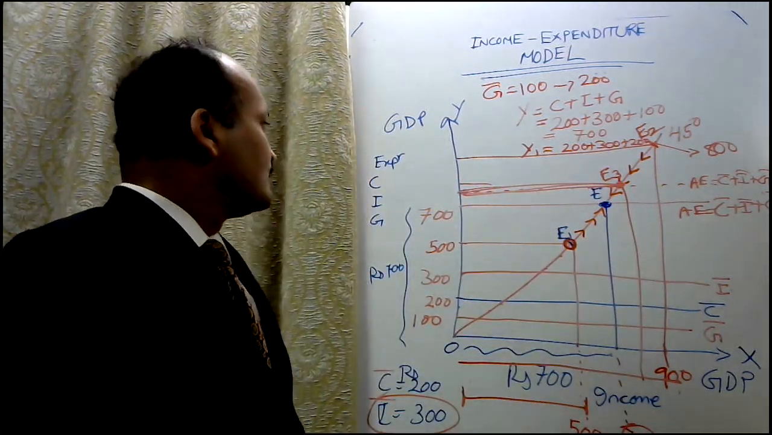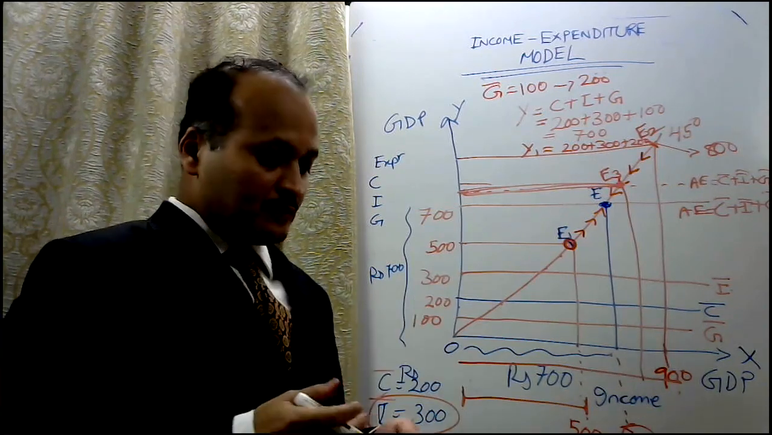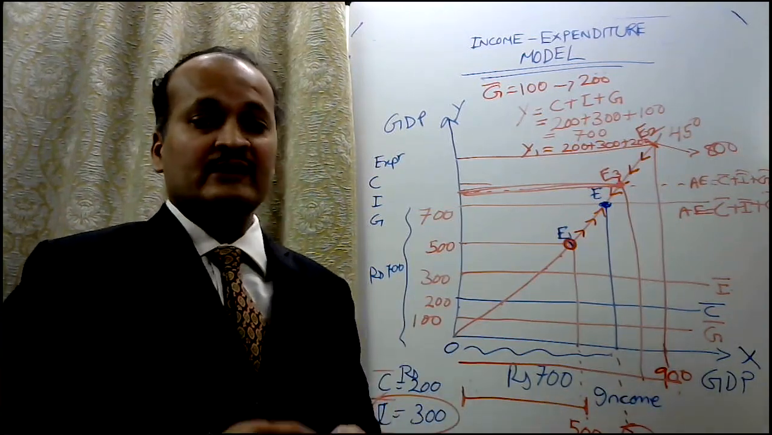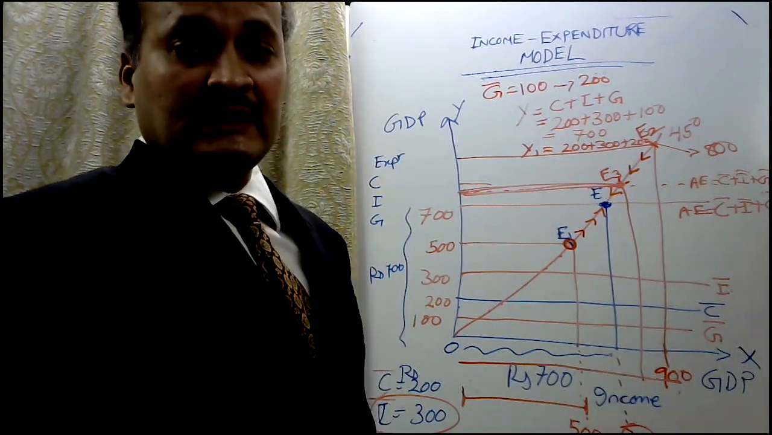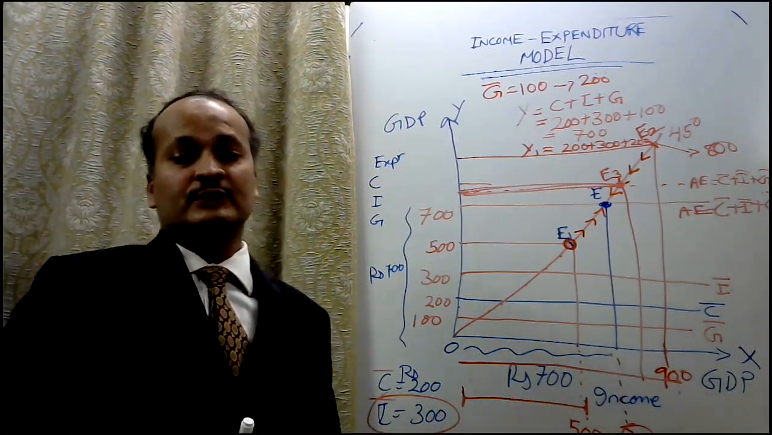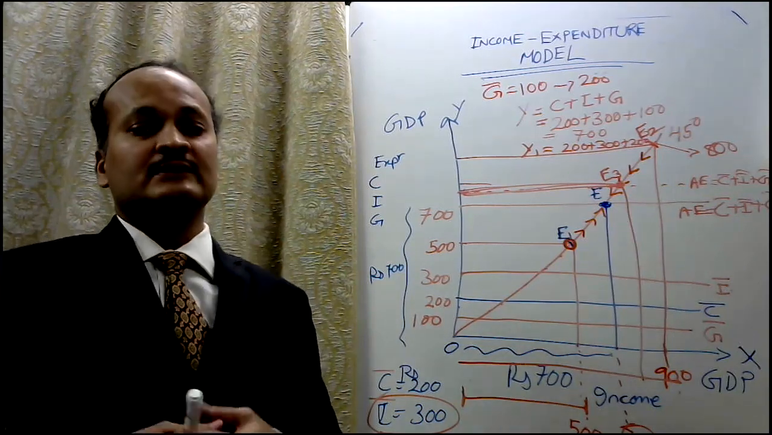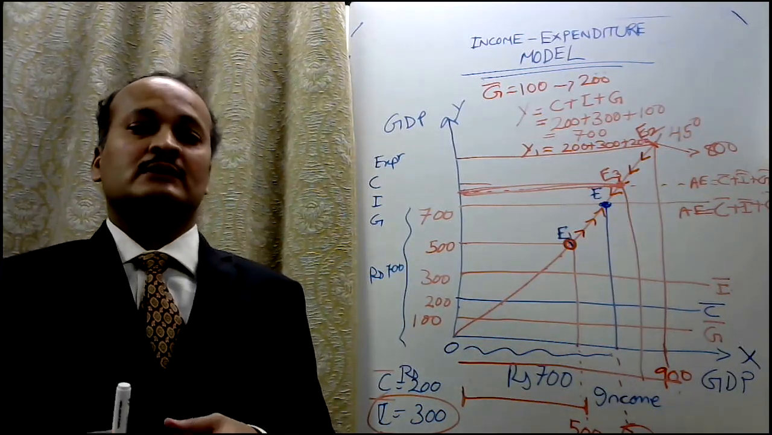So the income-expenditure model was used by Keynes to drive home the point that in an economy, ultimately it is the level of expenditure or the demand in the economy which drives the GDP to a particular level.